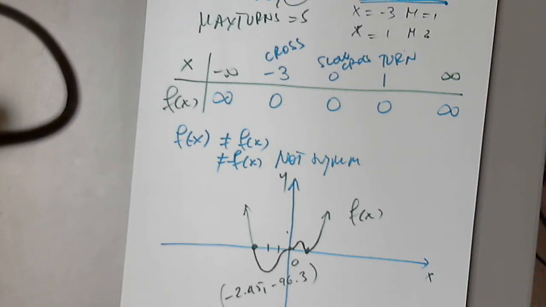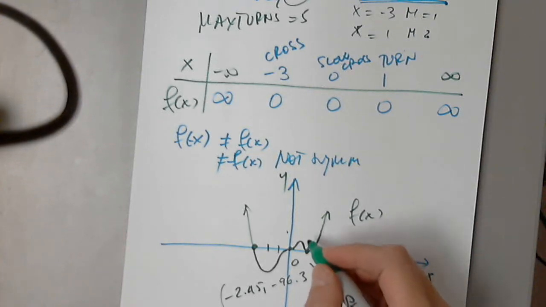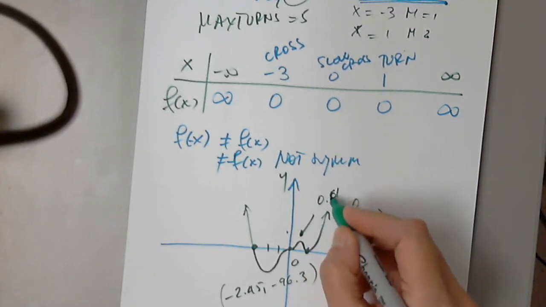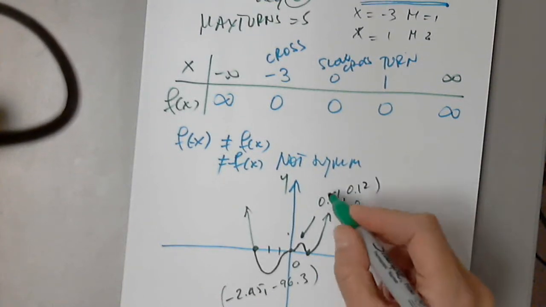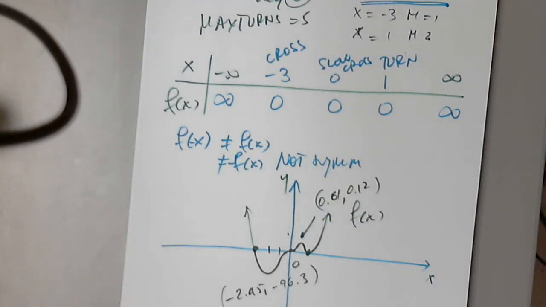So, second and calc. No, that's not second and calc. This is second and calc. So I want the maximum this time. Left bound is 0. Right bound is 1. And I get 0.61, 0.12. It's a big maximum, 0.12.